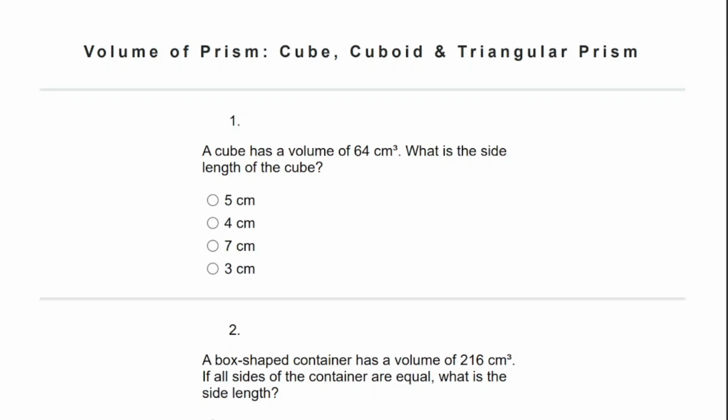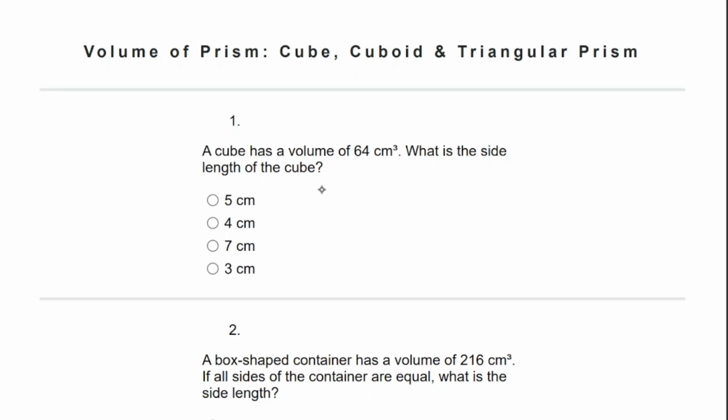So in this video, we want to look at corrections to the quizzes on volume of prisms, which involves cube, cuboid, and triangular prisms. So the first question we have here says a cube has a volume of 64 centimeters cube. What is the side length of the cube?